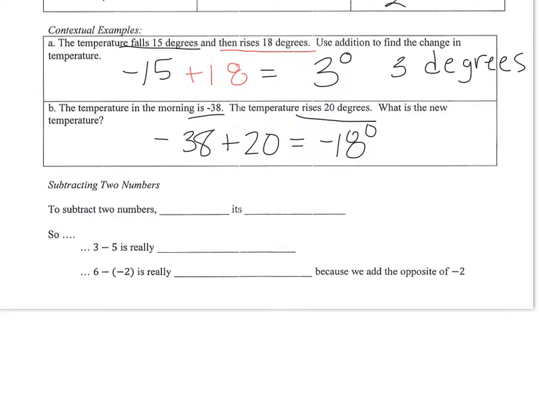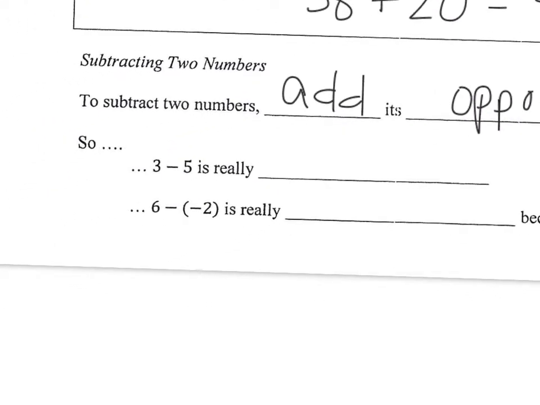So when you subtract two numbers, you can do what's called add its opposite. So what you do is you change the problem to an addition problem and make the second number opposite. Make whatever you're subtracting opposite. So if I change this to an addition problem, I need to take 5 as the opposite. So 3 plus -5, the answer is -2.